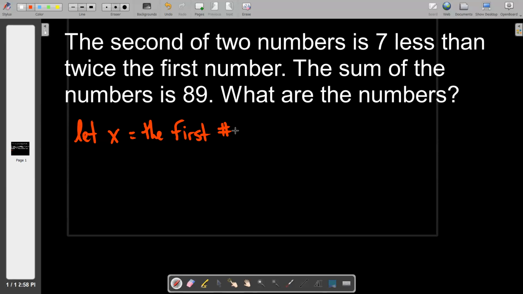So like if it said, Hunter is 5 years older than his brother. His brother's age would be the one that we pick for X, because we're talking about Hunter, not his brother. So whoever we pick should be the one that's being talked about the least.